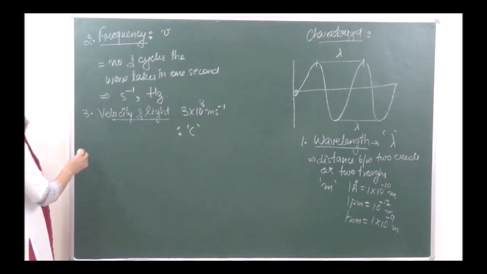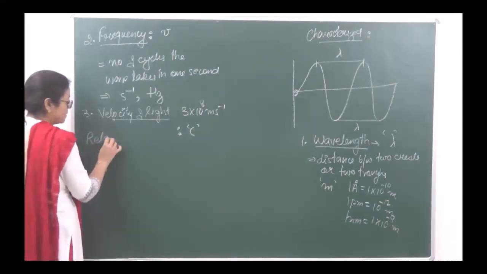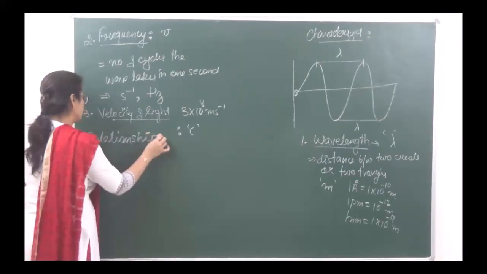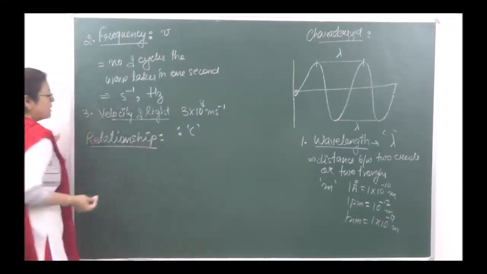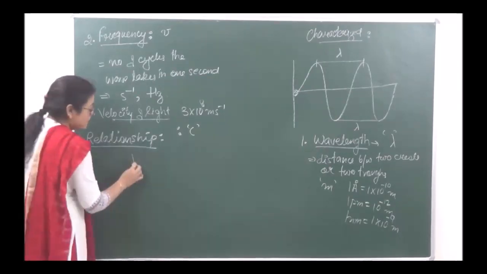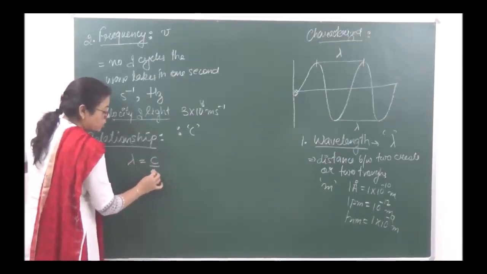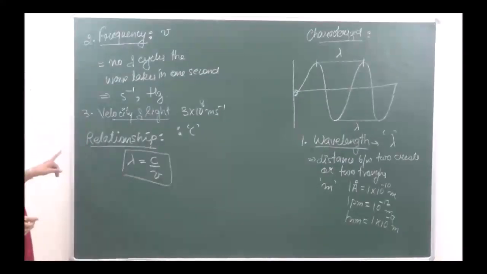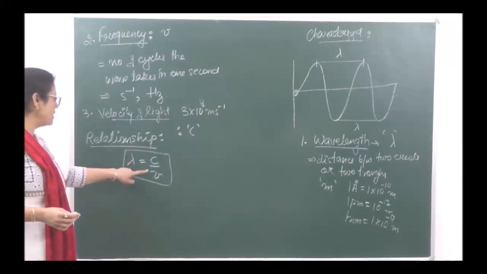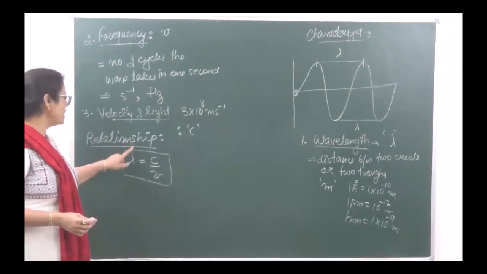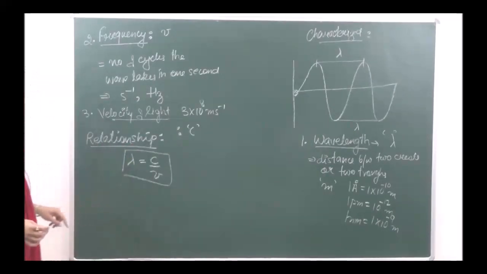Let's look at the relationship between these 3. When we are looking at the relationship between lambda, frequency and velocity of light, we say that lambda is equal to c upon nu. Right? So you can see over here that the wavelength is inversely proportional to frequency. Okay? So what is the relationship? Lambda is equal to c upon nu.